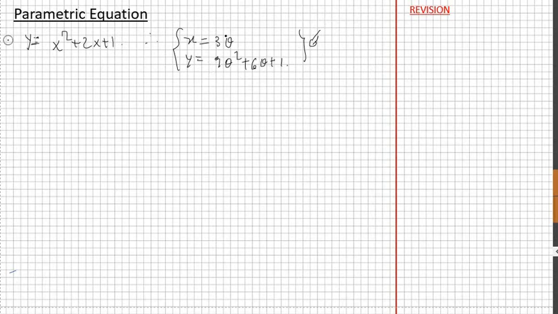So how to find the normal function from the parametric equation? Since in my first equation I say that x is equal to 3 theta, I just need to replace the value of theta into the second equation. So in other words, here I first need to make theta the subject of the formula. So we have theta which is equal to x divided by 3. Now I need to take that x divided by 3 and plug it into the second equation. So the second equation will be y which is equal to 9 times (x over 3) squared plus 6 times x over 3 plus 1. If I simplify this, I'm going to end up with x squared plus 2x plus 1.